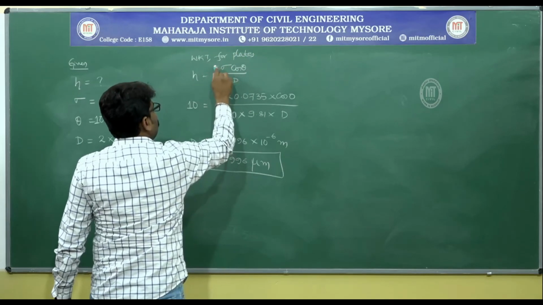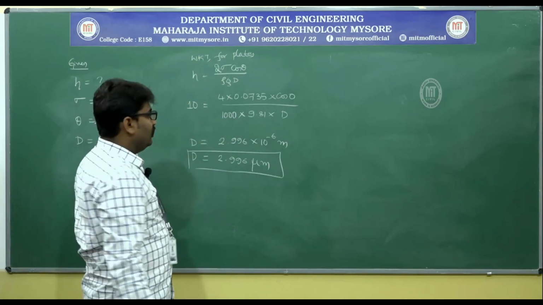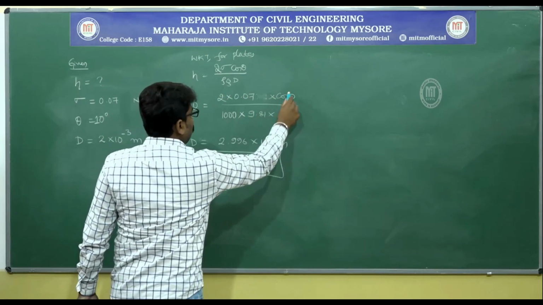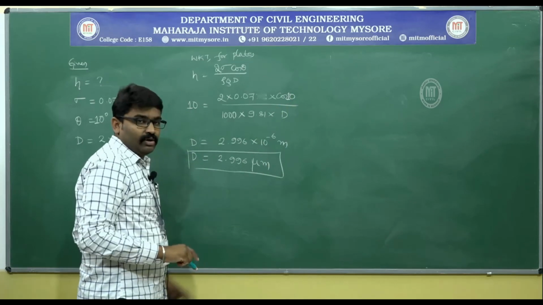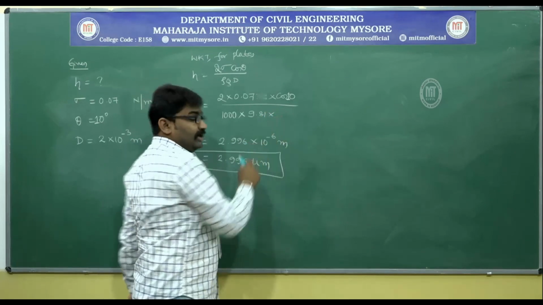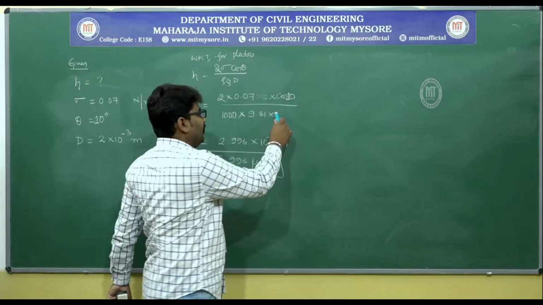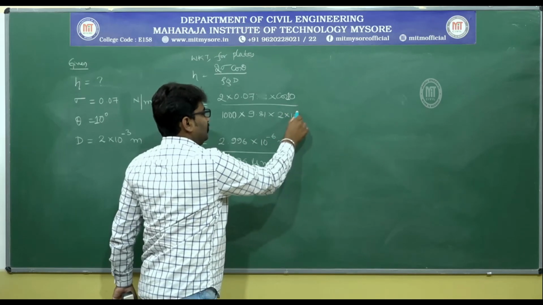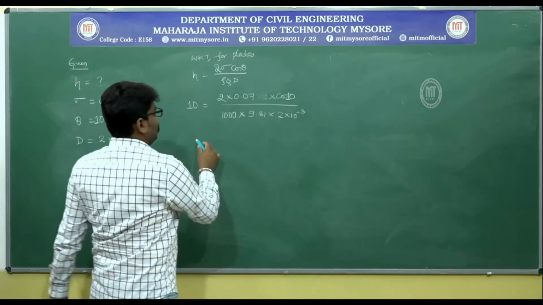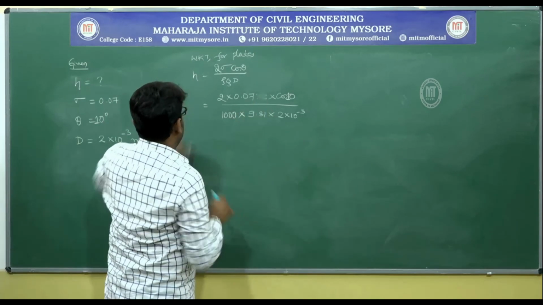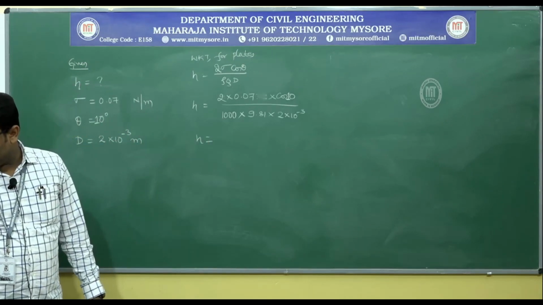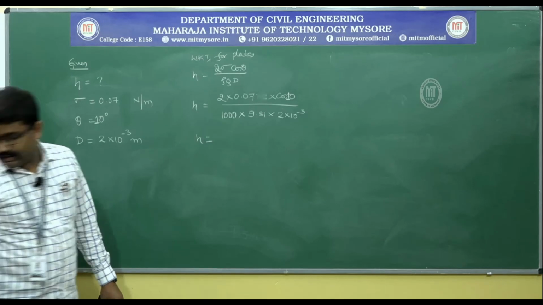So we know that for plates, h is equal to 2 sigma cos theta by rho g d. So this is 2 into 0.07 into cos 10 divided by rho, which is 1000, g is 9.81, and here it is not diameter but the distance between the two parallel plates, which is given to be 2 millimeter, that is 2 into 10 power minus 3. So you will get what is actually required, h equal to the capillary rise between the two parallel plates, h is 7 millimeter.